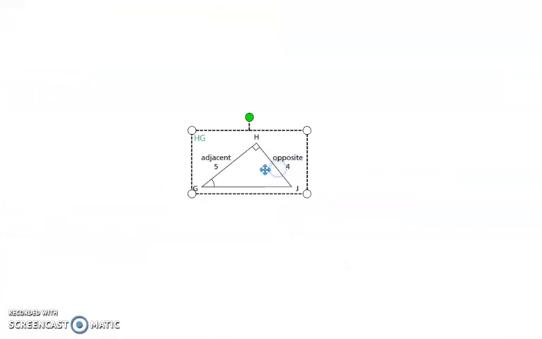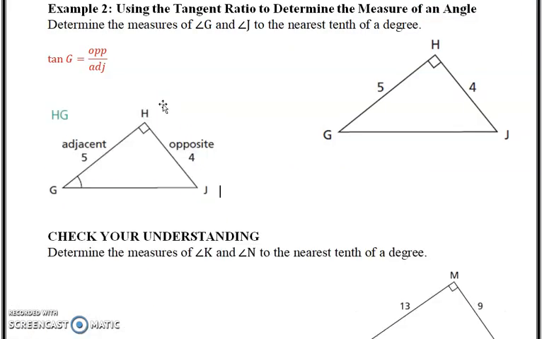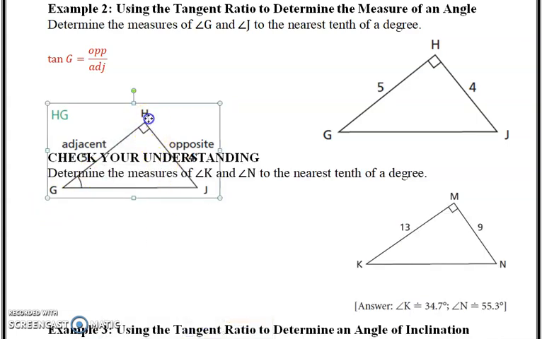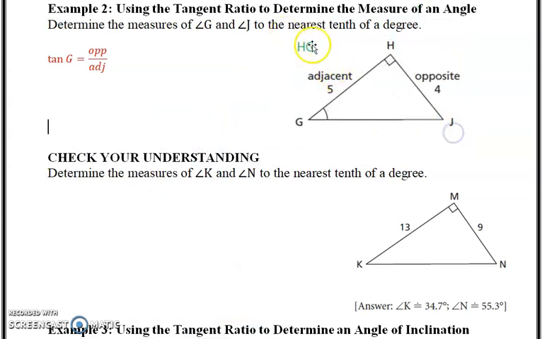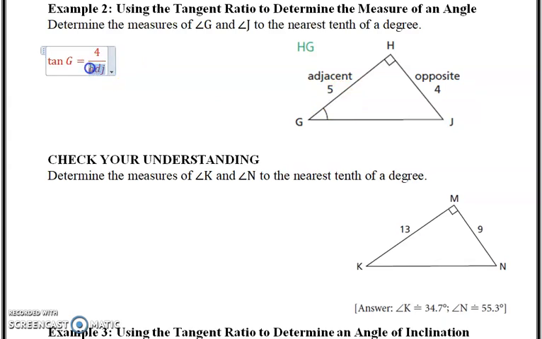When we label it, it looks like this. Don't mind the HG up here, just ignore that. So the side opposite of G would be 4, and the side adjacent would be 5. So remember, opposite is the one directly across from it, and the side adjacent is the one attached. So in this case, the opposite side is 4, and the adjacent side is 5.